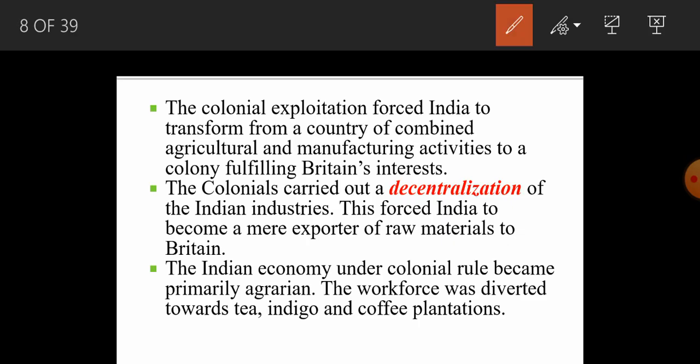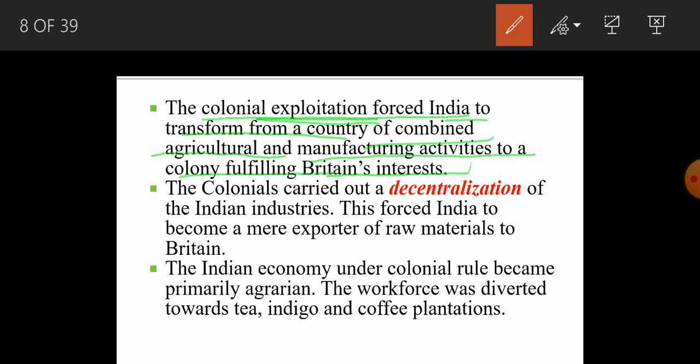The first point says the colonial exploitation forced India. Definitely the condition of India was very good before colonial rule, but once it came under the control of colonial rule, they started forcing India, because they wanted to exploit it, right? So they started forcing India to transform from a country of combined agricultural and manufacturing activities to a colony fulfilling Britain's interest.